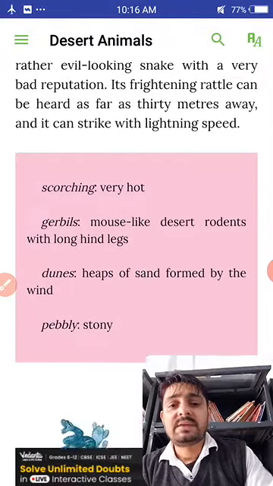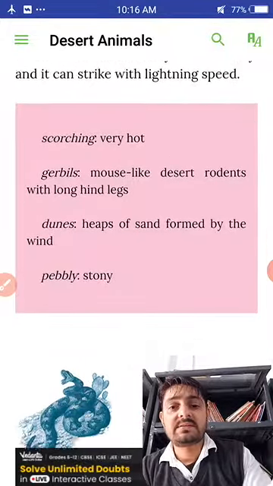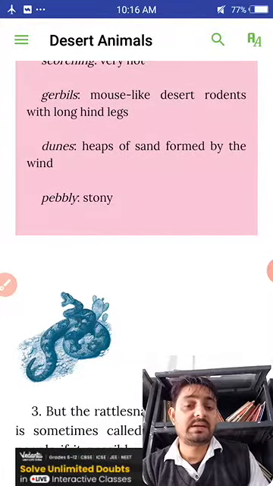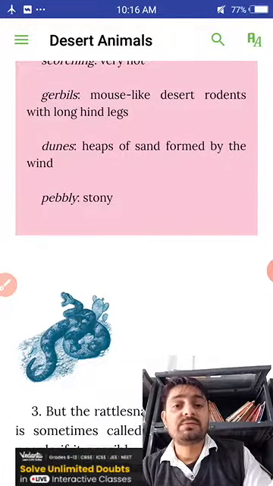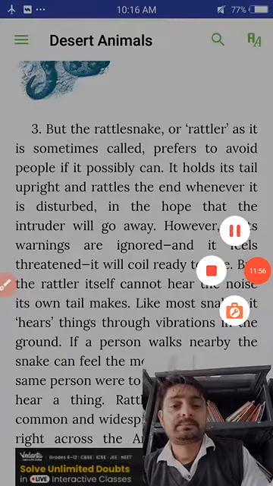Scorching means very hot. Gerbils are like mice, desert rodents with long hind legs. Dunes means heaps of sand, as I told you, formed by the wind. Pebbly means stony.